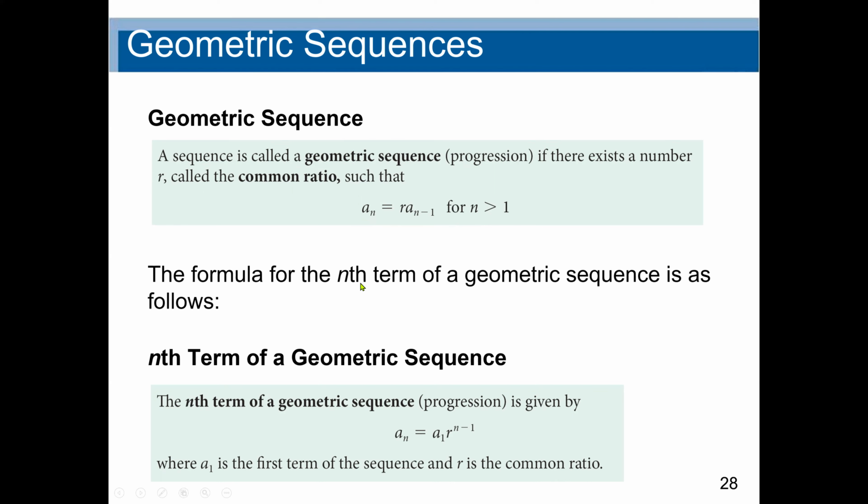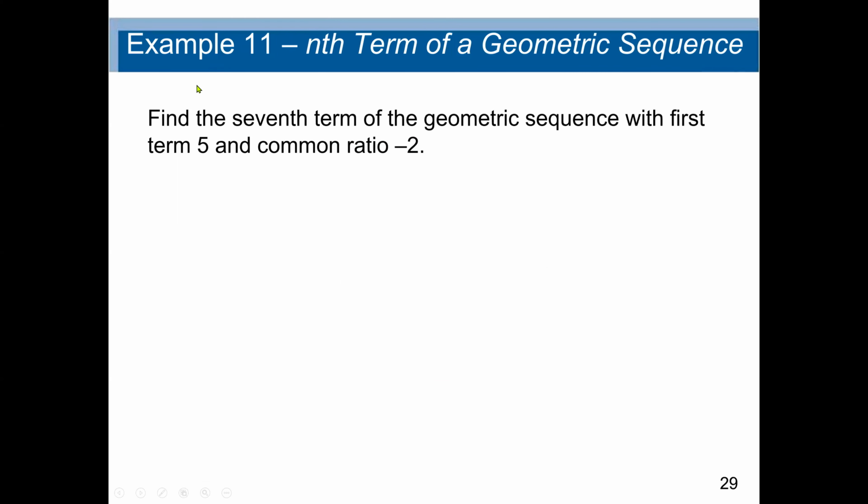So the formula for the nth term of a geometric sequence is as follows. We have A_n equals A_1, the first term, times R to the power n minus 1, where n is the nth term. So if it's, let's say, the 5th term, which is A_5, then it will be A_1, the first value, times R to the power 5 minus 1. So let's see an example here.